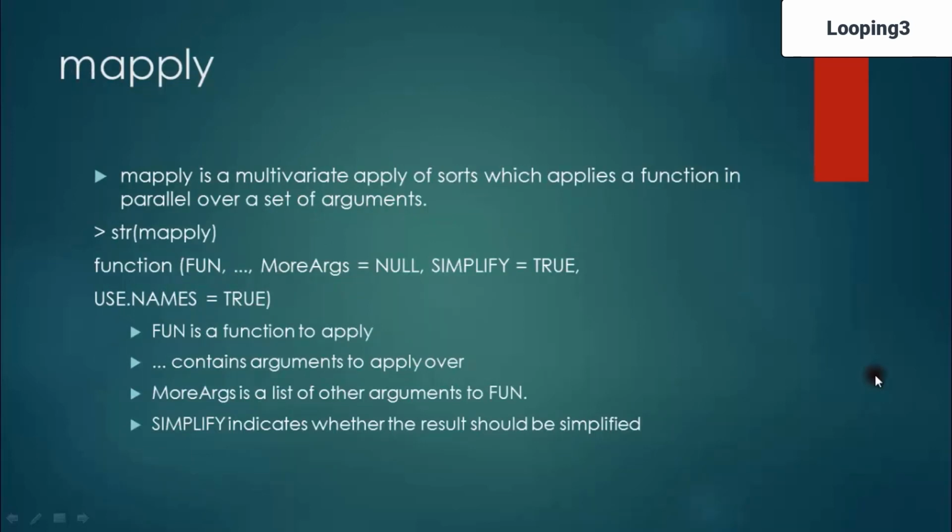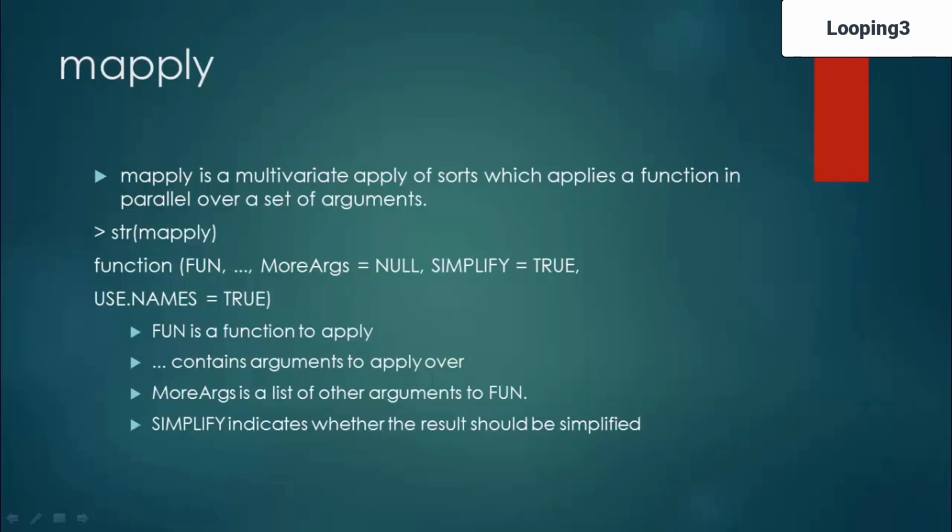Now there is one more apply function that we were supposed to see earlier. This is mapply. What is mapply? It is a multivariate apply function. So it is a multivariate apply of sorts which applies a function in parallel over a set of arguments.